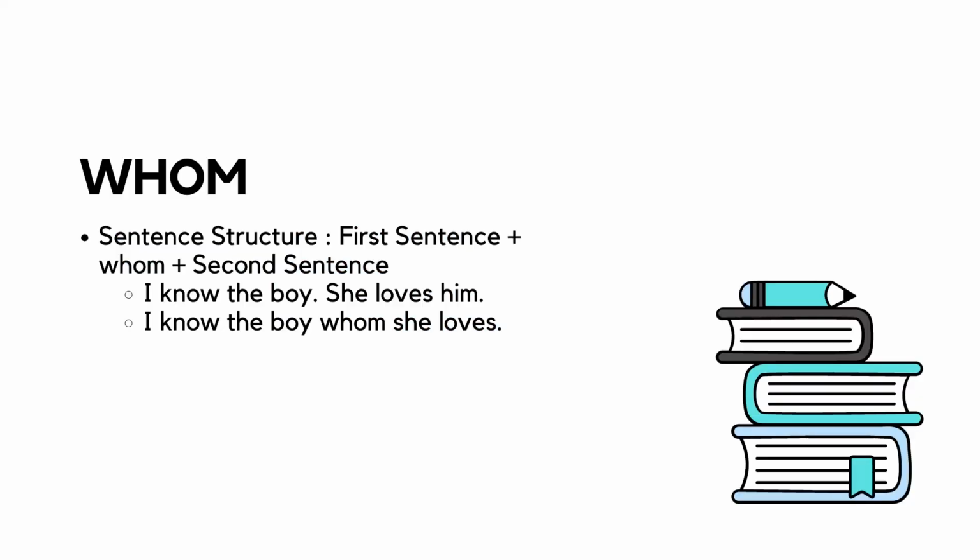Next, let us see how to use "whom" in a sentence. Firstly, the sentence structure is first sentence plus whom followed by the second sentence. Let us see the example. I know the boy, she loves him. I know the boy whom she loves. Here, whom is used to define the object. So, in this statement, instead of writing "him", we have written "whom". Try making a few more sentences on your own using whom before proceeding further.